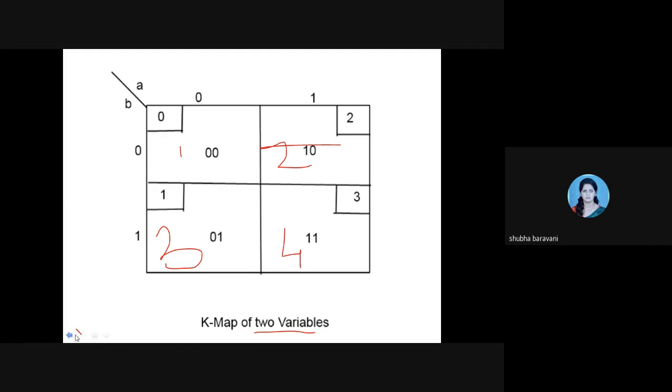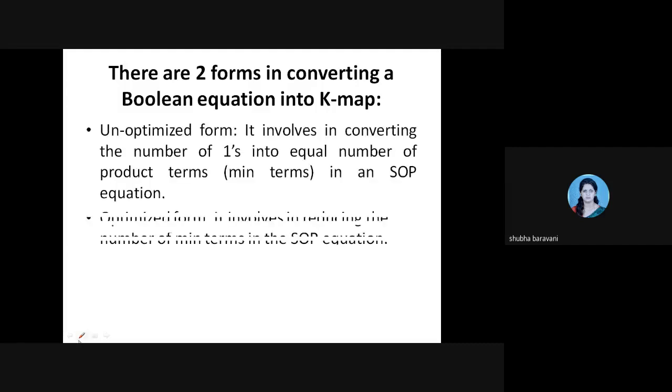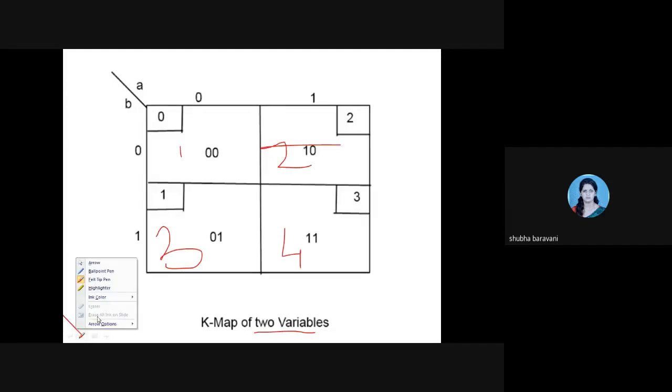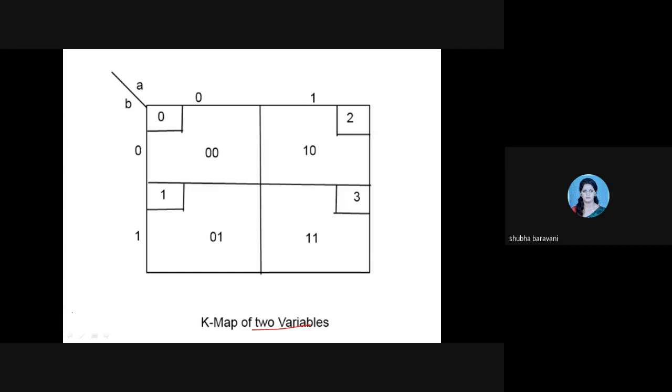If you say it's a two variable function, then it means there will be 2 power n number of cells, where n is the number of variables. Am I clear with this?